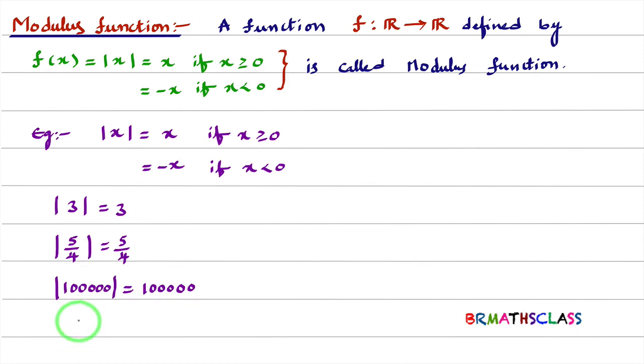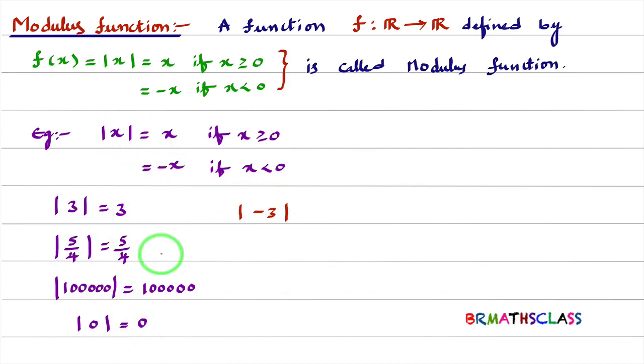Now modulus of 0. You observe this expression 0. Here in place of x, 0 is there. x equal to 0. You observe the first case is when x is greater than or equal to 0. When x equal to 0, which function to choose, first function or second function? This first function. Modulus of x is x. So modulus of 0 is what? Modulus of 0 is 0 only. Till here no confusion.